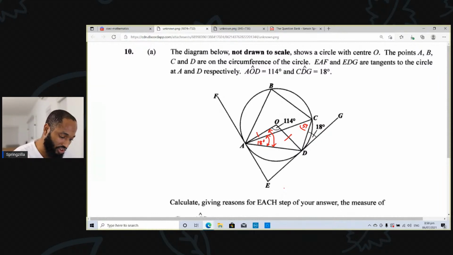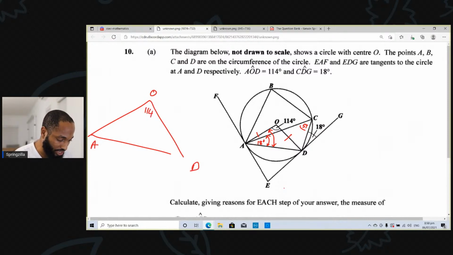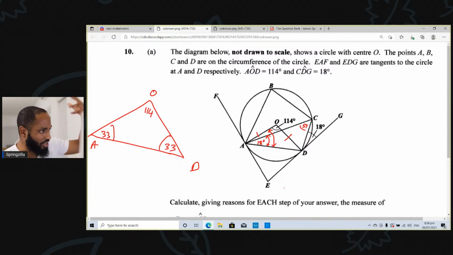So if you consider triangle OAD, this has a 114 here. It means that these two angles must be 33 and 33 each to add up to 180 overall. Now I'm skipping through some things. I need to write that, but I'm explaining. I'm trying to go fast because tomorrow is exam, so I don't want to take 15 minutes on each question. So 33, and you'll understand how we get the 18 here.